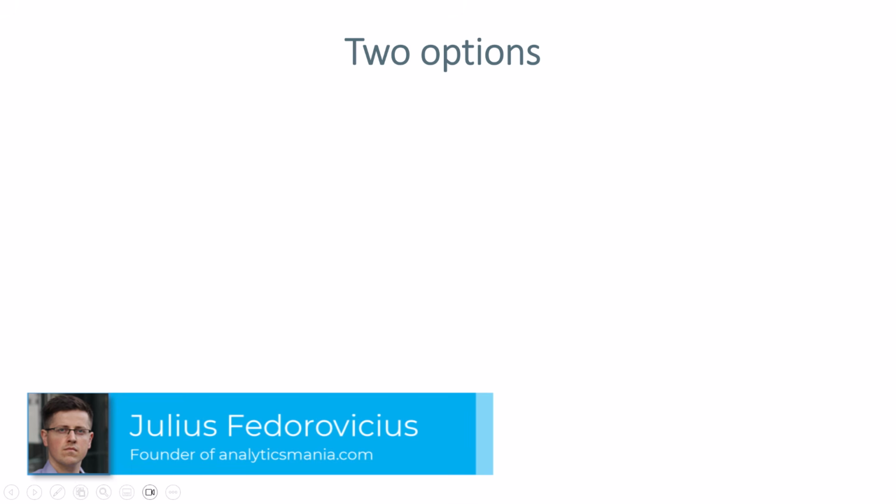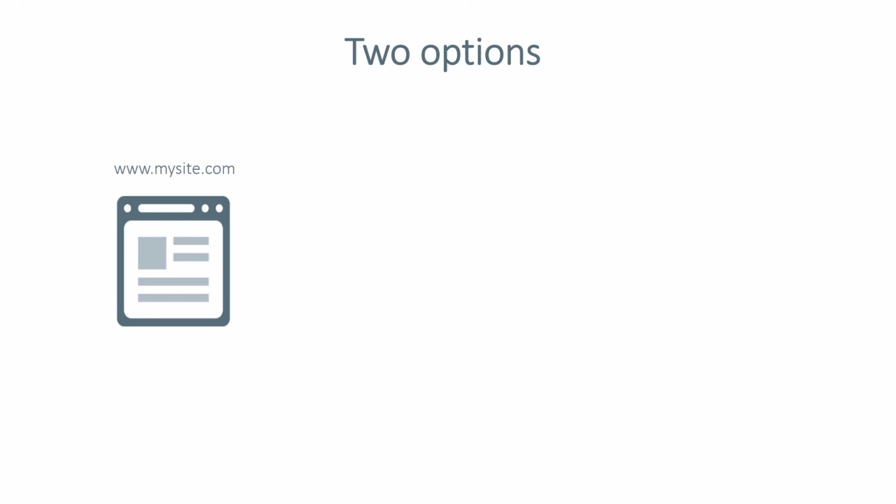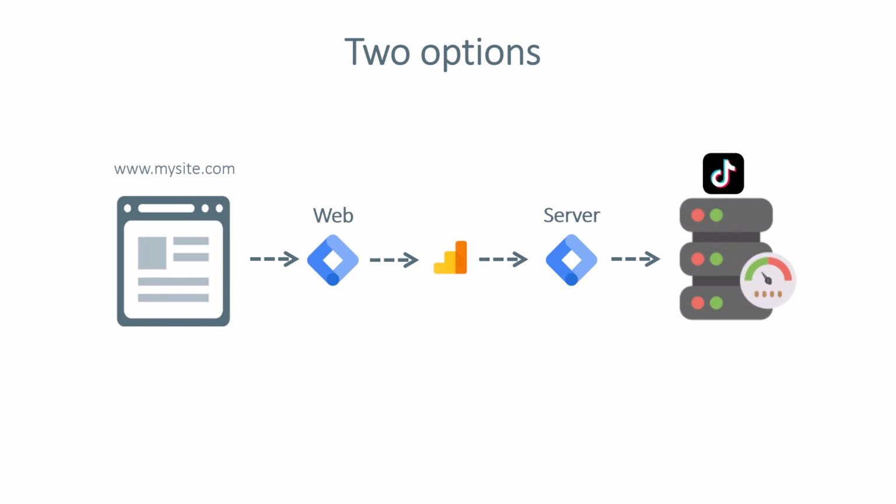You can either have TikTok tags only in the server container, so your flow would look like this. You have a website, then website Google Tag Manager container, then, for example, Google Analytics tag. It will be like a vehicle that will transport your events to your server. And then inside the server container, we will have TikTok tags that send data directly to TikTok. So this is the first option.